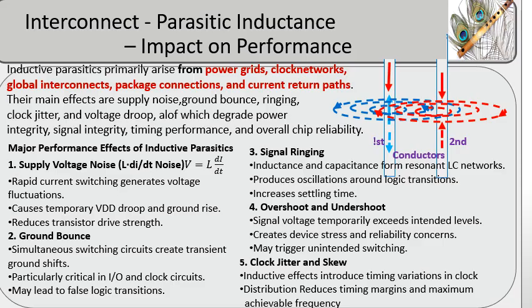Inductive energy stored in interconnects and package connections further produces signal ringing, resulting in voltage overshoot and undershoot that can stress device reliability. In clock distribution networks, parasitic inductance contributes to clock jitter and clock skew, degrading timing accuracy and synchronization across the chip. Consequently, parasitic inductance has become an important factor influencing power integrity, signal integrity, timing performance, and the reliable operation of the chip.